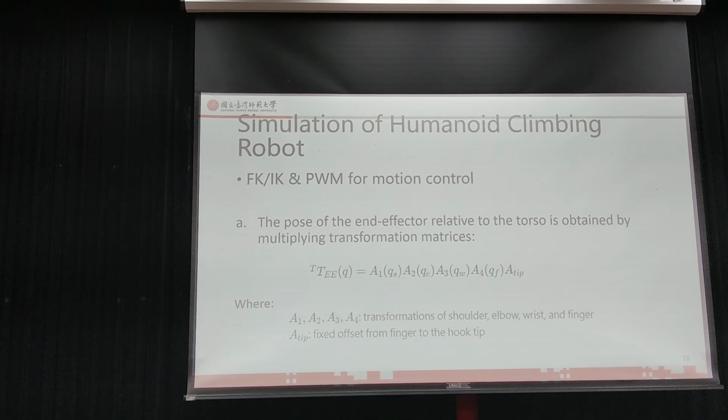This is a transformation matrix. To compute the end effector position, we use transformation matrices. Each joint contributes a transformation, and by multiplying them together we get the final pose. This method is fundamental in robotics and provides a precise mathematical model.